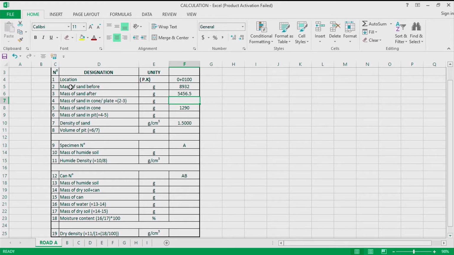that means that you have to take mass of sand. These two means mass of sand before. Then this number three is mass of sand after. Means that you take mass of sand before minus mass of sand after.